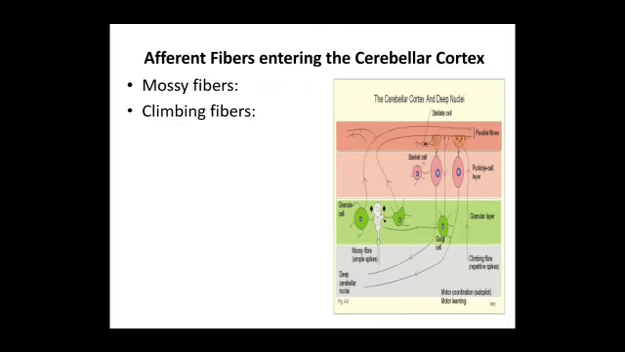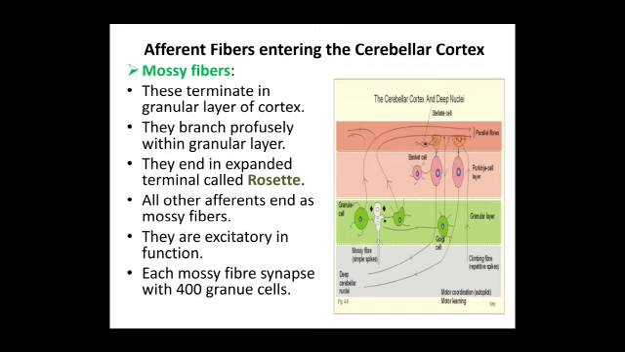So coming to the fibers, we have two types of fibers: mossy fibers and climbing fibers. Mossy fibers terminate in the granular layer of the cortex. They branch profusely within the granular layer. They end in expanded terminals called rosettes. All other afferents end as mossy fibers. They are excitatory in function. Each mossy fiber synapses with 400 granule cells.